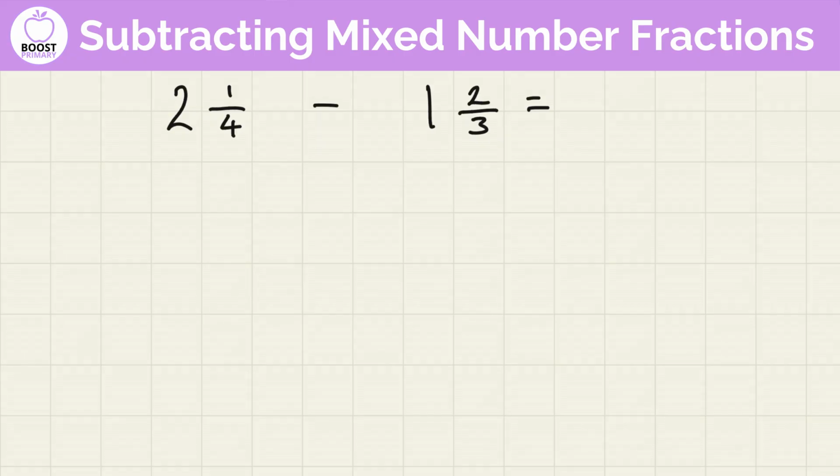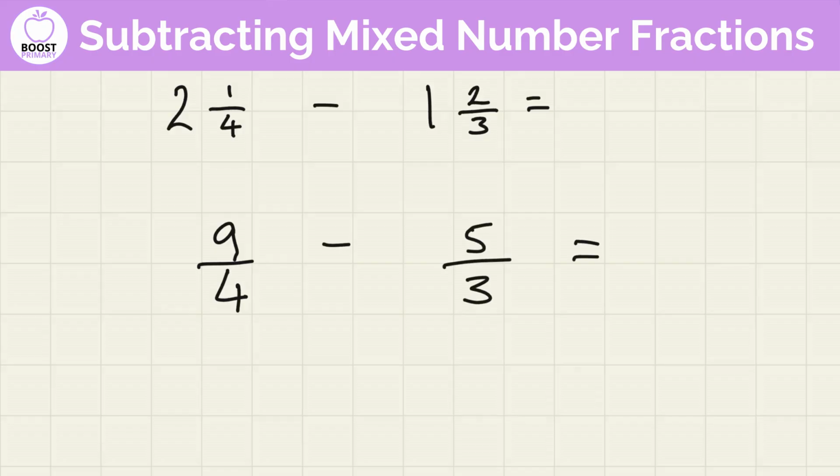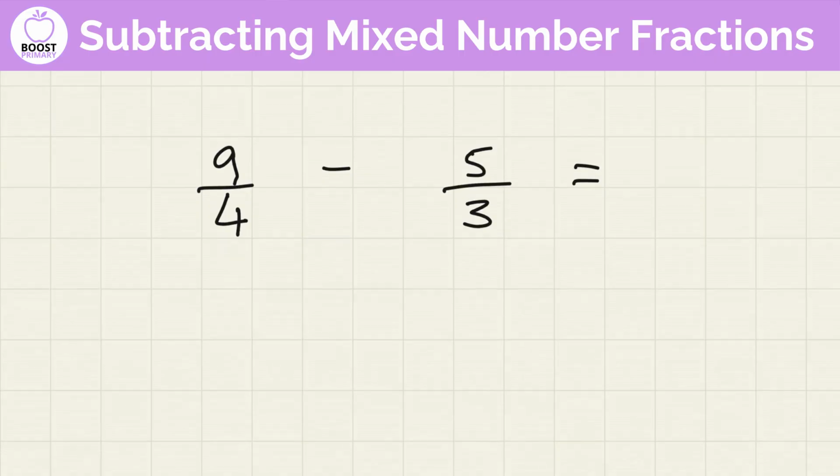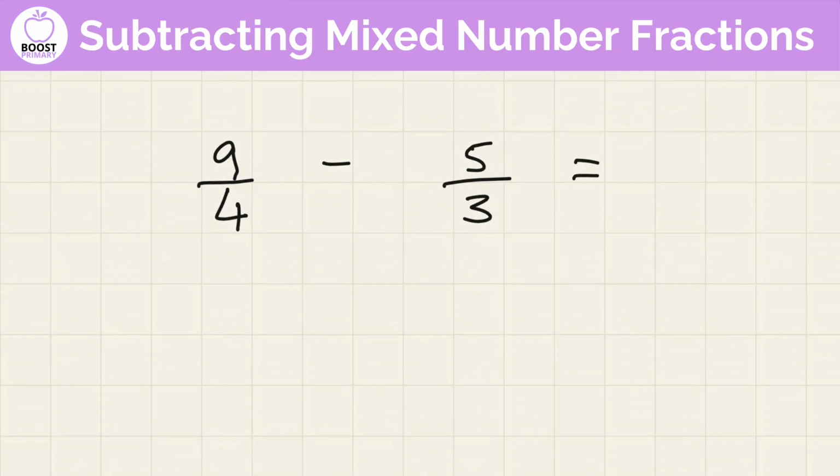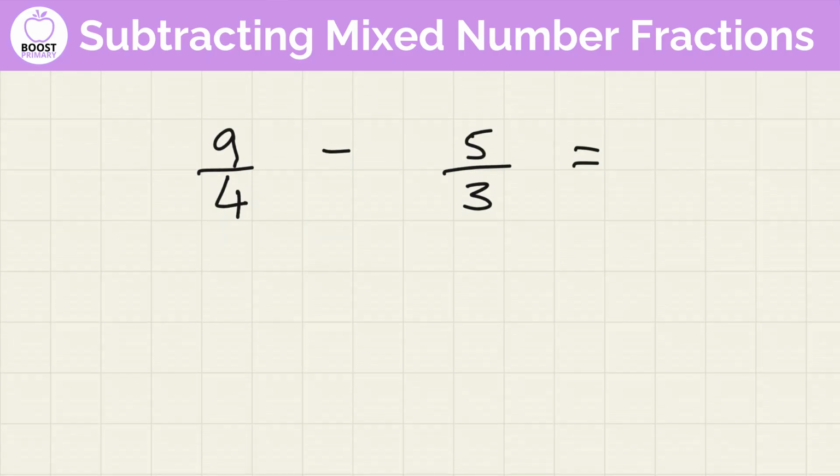2 1/4 take away 1 2/3. Step number 1 is to turn them both into improper fractions. 2 1/4 is the same as 9/4. 1 2/3 is equivalent to 5/3. Now this time, I don't have a common denominator, so I've got an additional step. I need to find a common denominator, which is 12.